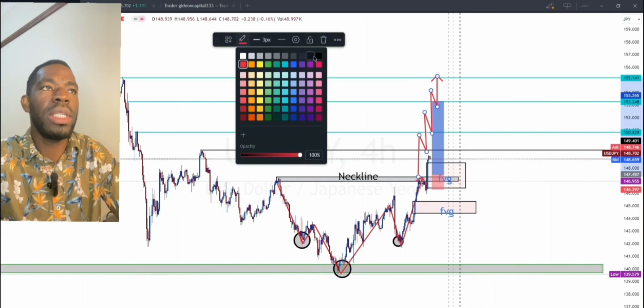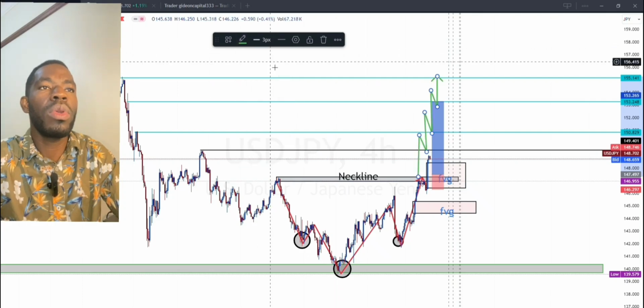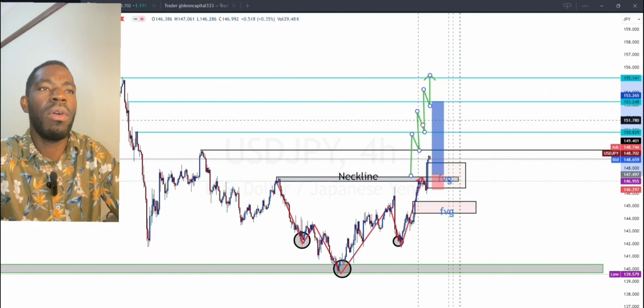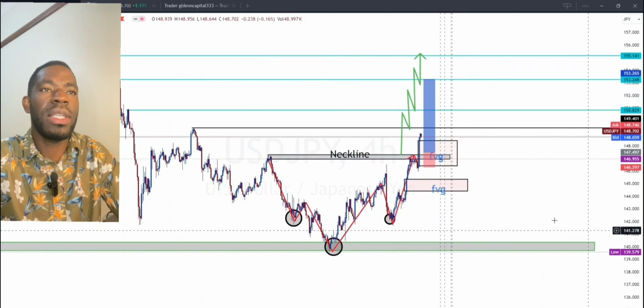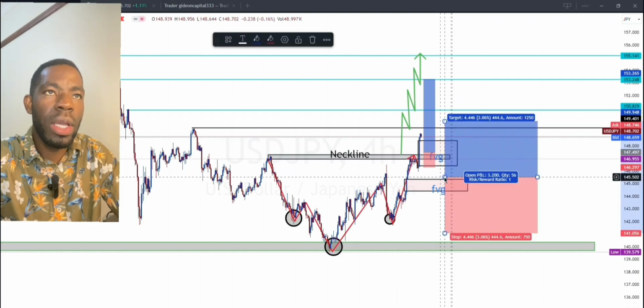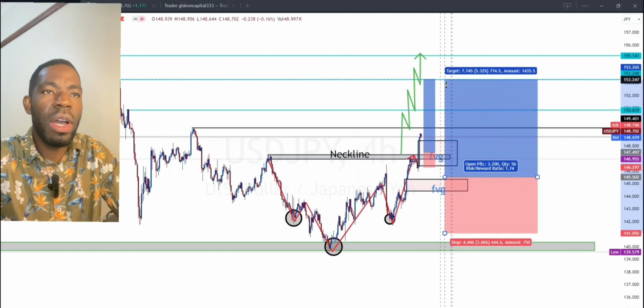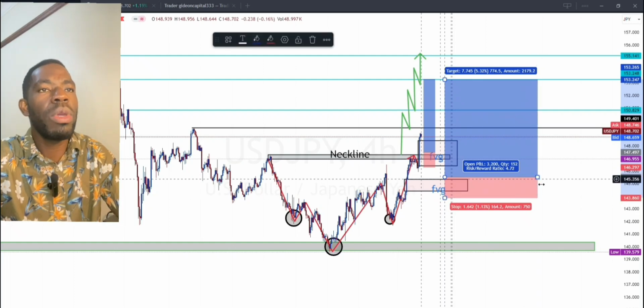This is a possibility. I want to change that to green. You can take a screenshot and do your own study. This is a possibility. It is also possible for this to happen, as I'd already mentioned, for price to return all the way down here to close out that fair value gap. In this case, you will watch out for your confluences around there. Don't be quick to buy.